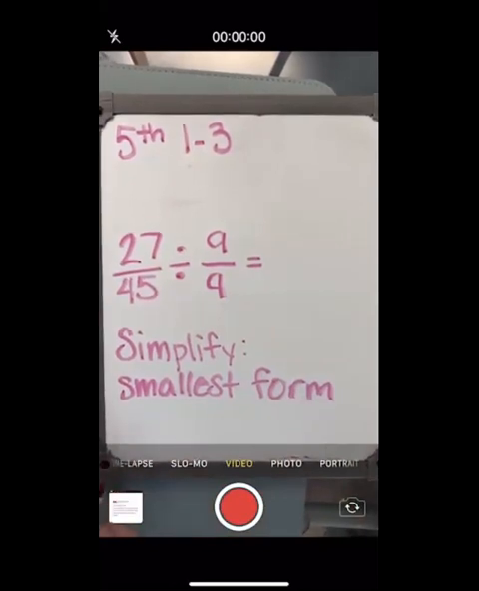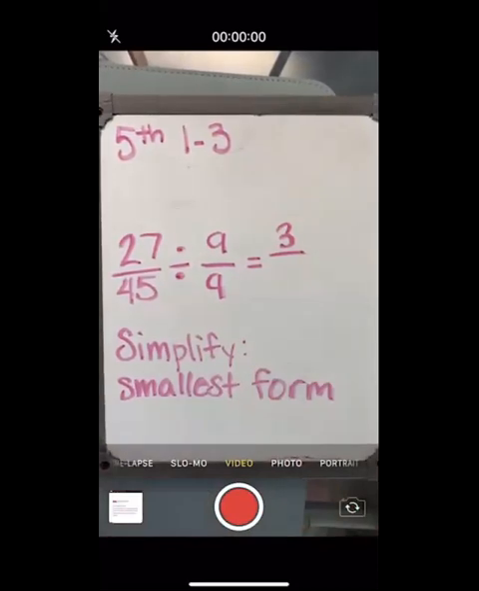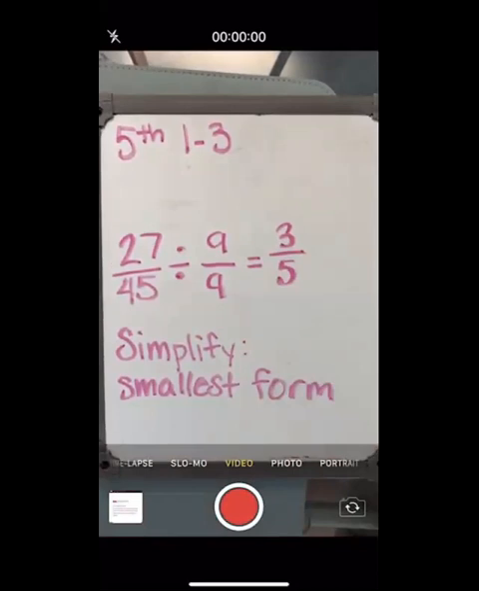So 27 divided by 9 is 3. 45 divided by 9 is 5. Can I go any smaller than 3/5? Well, 3 is a prime number, 5 is a prime number. We're not going to get any smaller. So that's one way. We've gotten really good at this, unsimplifying them, making them much bigger. But today we're going to continue to work on making them a little bit smaller.